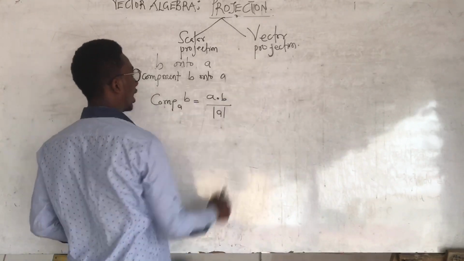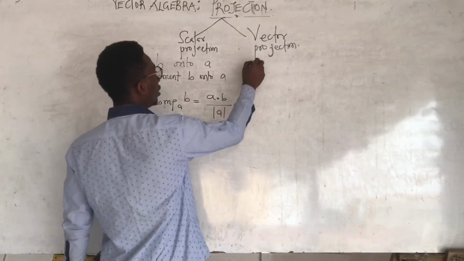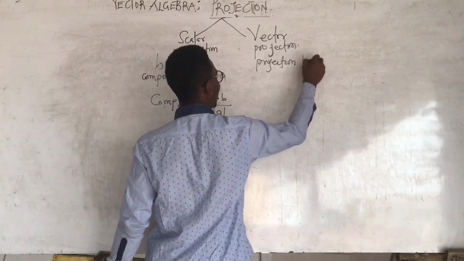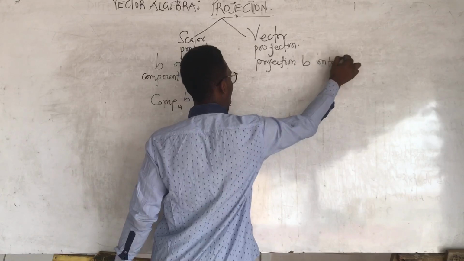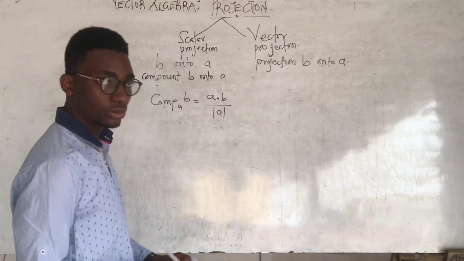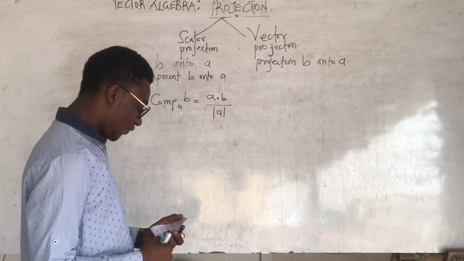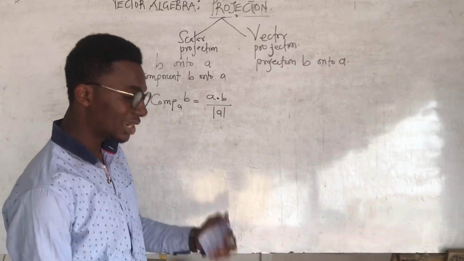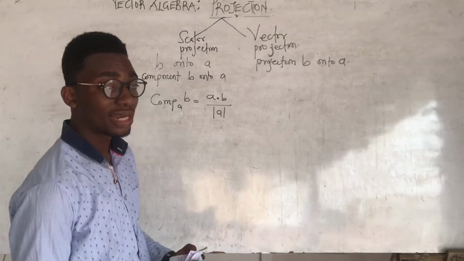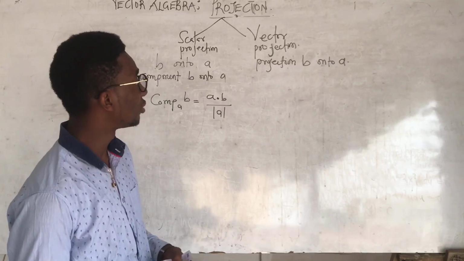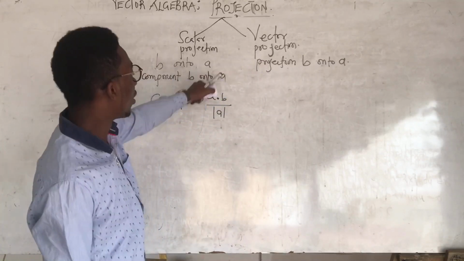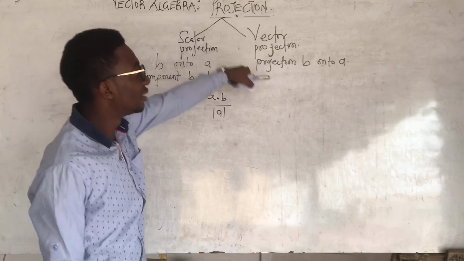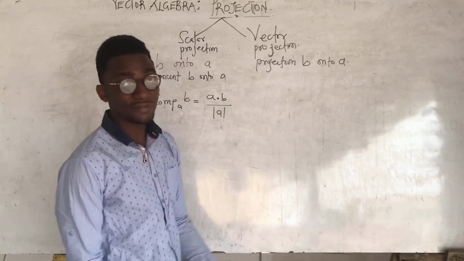In the same way, a vector projection is a projection from one vector B onto a vector A. The vector projection of B onto A is the scalar projection times the unit vector in the direction of A. So anytime you want to find a vector projection, you find the scalar projection and multiply it by the unit vector of the direction of the vector on which it is projected onto.